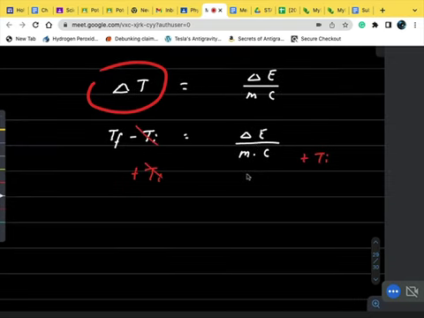Okay, the TI cancels out and you get that. That's it. Okay, now we're going to put numbers to it.